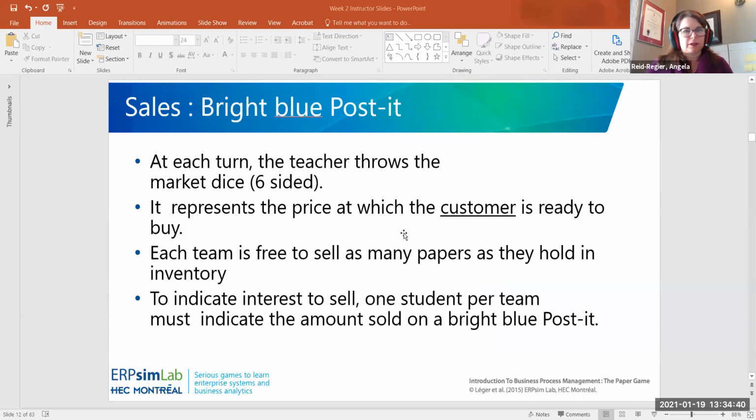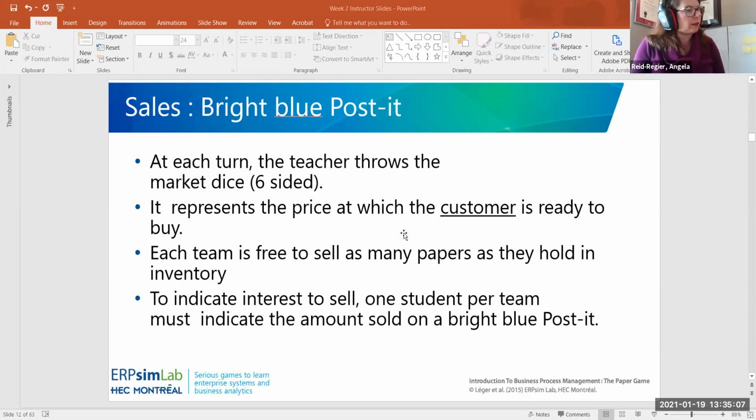We're going to keep track of this using sticky notes. The first thing we're going to do is roll the dice, and that's how much the customer will pay to us, and we'll decide how much we're going to sell. We're going to note this on a bright blue Post-it. If we decide we're going to sell 6 pieces of the smaller squares, we're going to write 6, and I will post it on the customer sheet in T1. So our first round is T1.